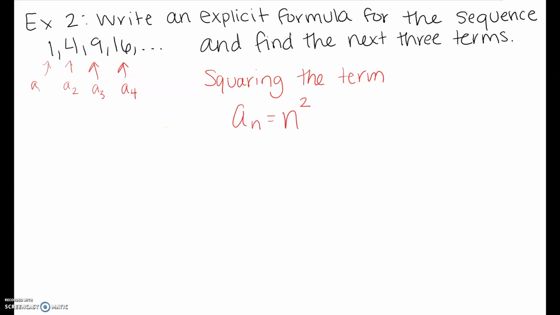So the next term would be the 5th term, so it would be squared, so 25. 6th term, 6 squared, 36. 7th term, 7 squared, 49.